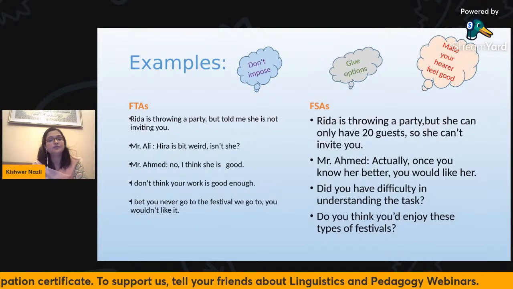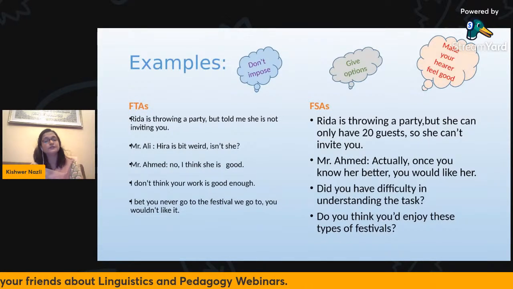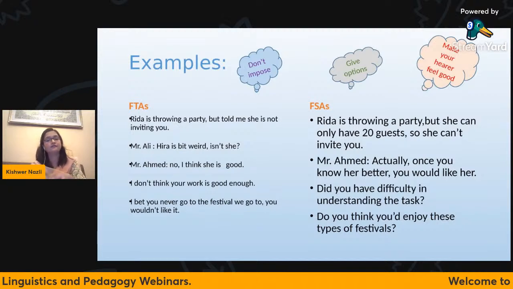So we can say, did you have difficulty in understanding the task? May I help you in any other way? So this is not imposition. This is like a freedom.